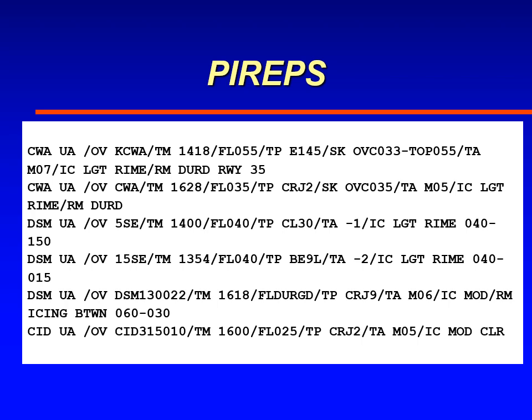And then another one around Des Moines, a CRJ during descent, reporting a temperature of -6 with moderate icing between 6,000 and 3,000 feet. And then finally at Cedar Rapids, a CRJ reporting at 2,500 feet, a temperature of -5 and moderate clear icing. So I hope this exercise gave you a little bit of insight as far as how pilots plan for flight into icing conditions.